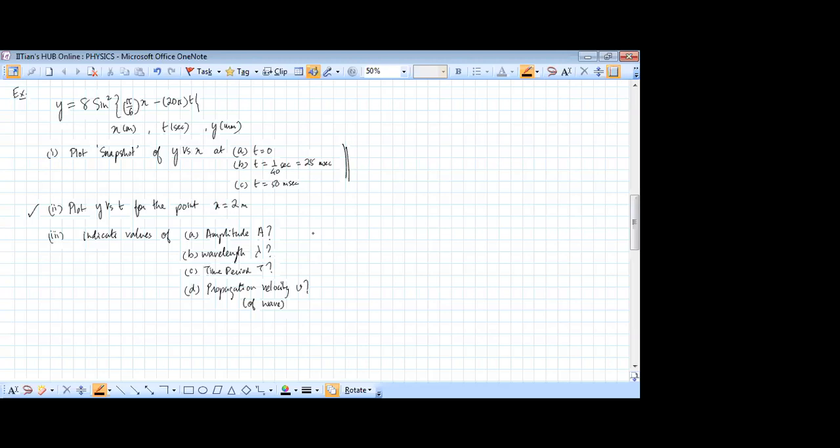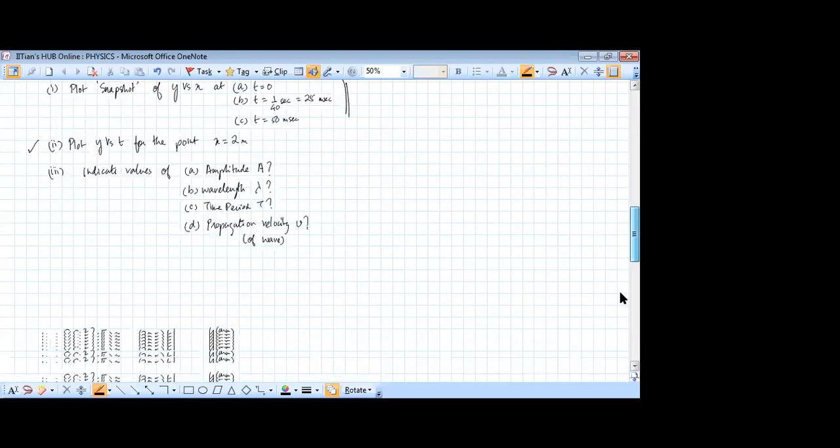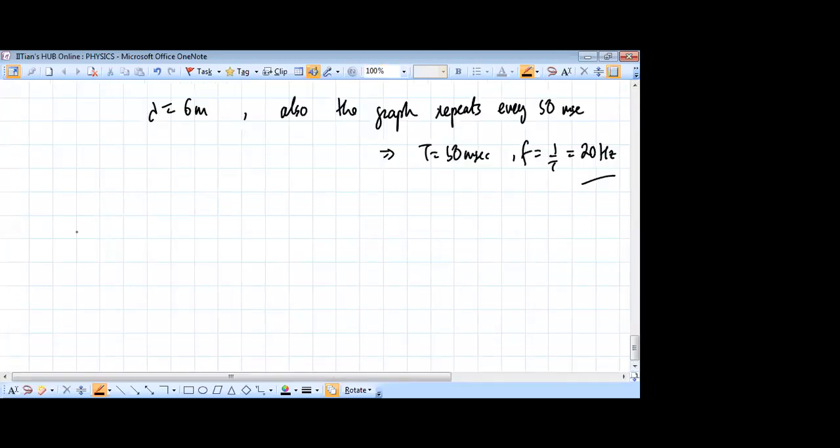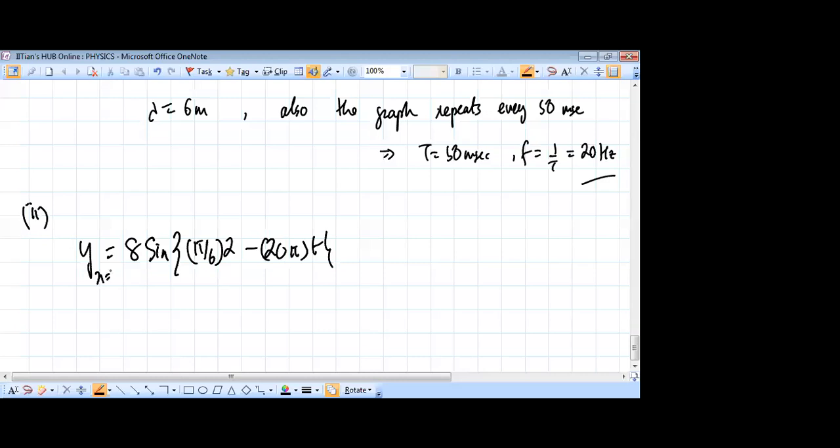Okay, so we plot the graph of this particular point x equal to 2, the graph of y versus t. So we are plotting the oscillation equation for it basically. So (pi by 6) into 2 minus 20 pi t. Okay, so this is the equation for the motion of the point x equal to 2.